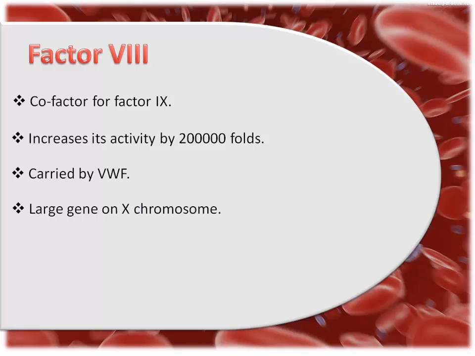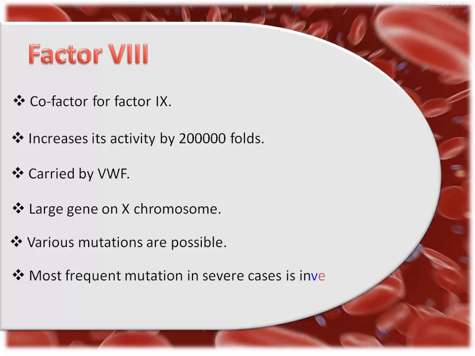The factor VIII gene is found on the X chromosome, and it's quite a large gene which constitutes about 0.1% of the X chromosome. There are various mutations that can lead to hemophilia A in this gene, but the most common mutation in severe cases of hemophilia is the inversion mutation.